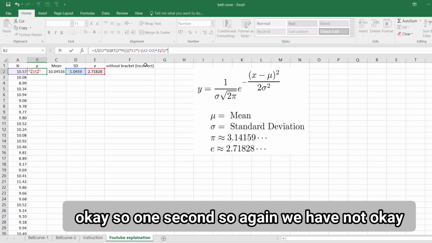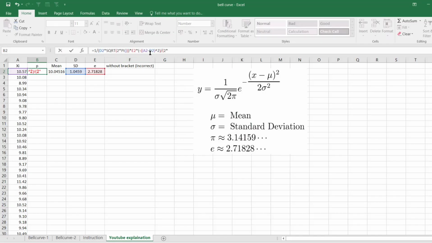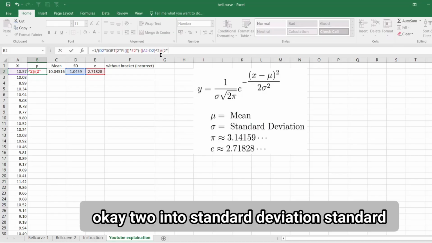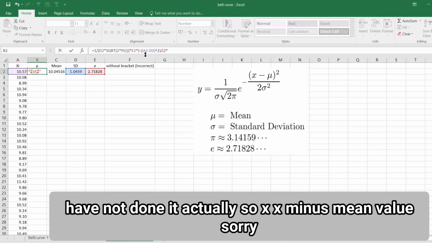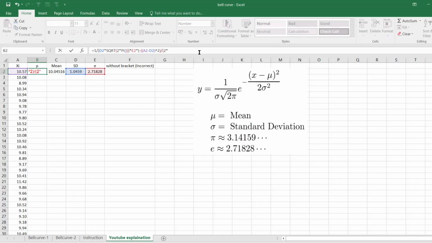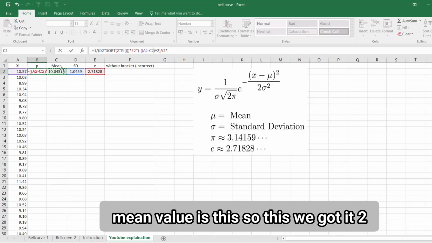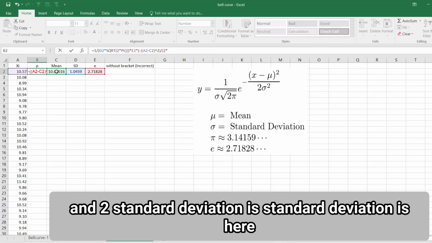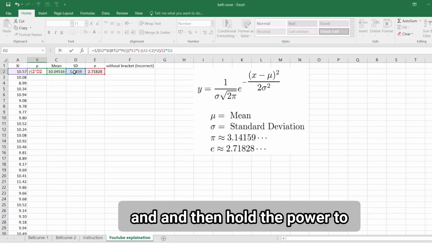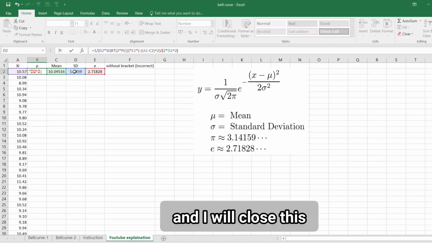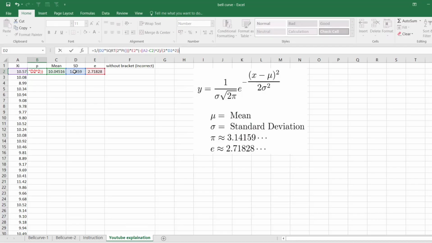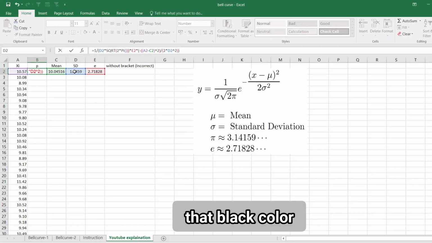Okay, one second. So again, we have not done it actually. 2 into standard deviation, okay, mean value. So x minus mean value, sorry, mean value is this. So this we got. 2 into standard deviation is here, and then whole to the power 2. And I will close this, and I will have one more for minus 1, right? The black color.